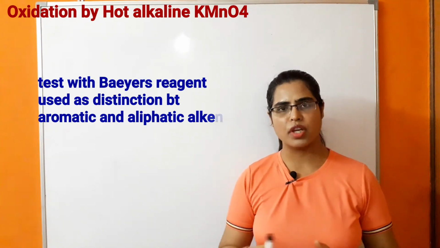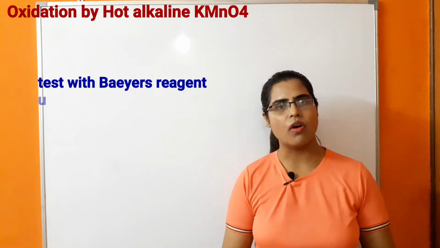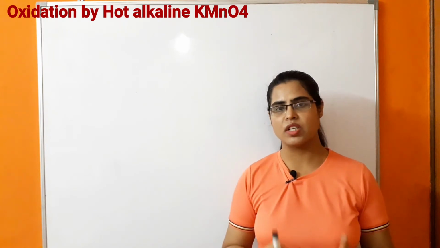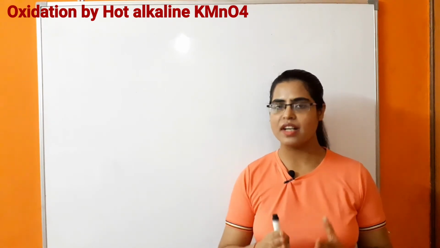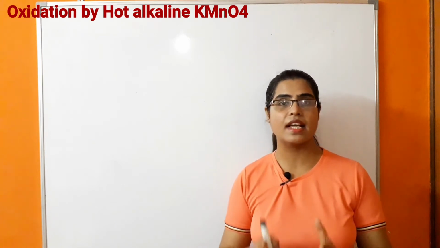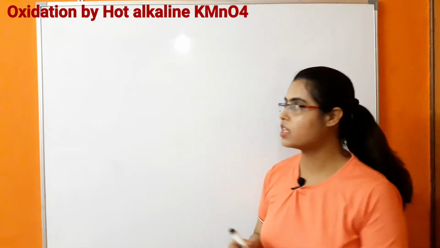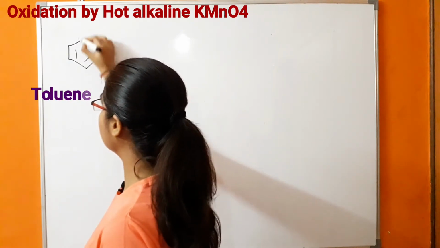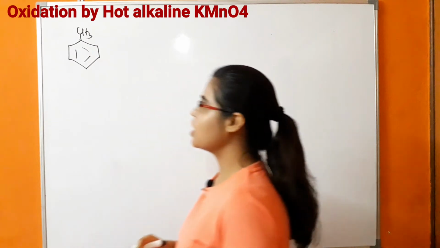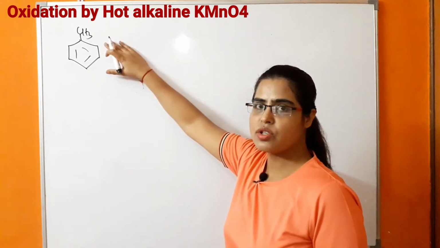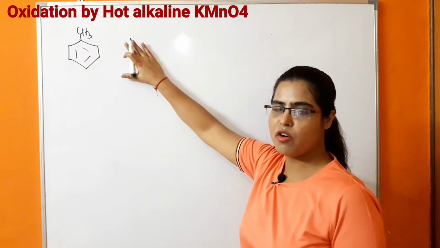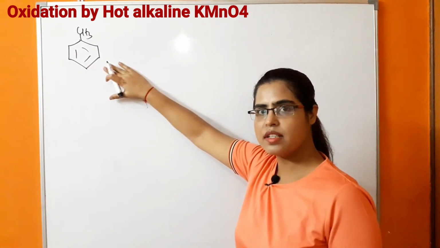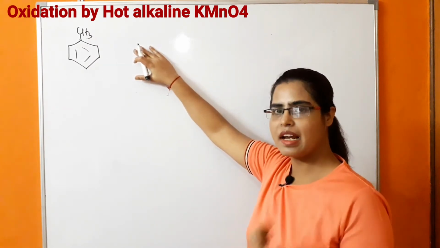But higher homologs of benzene give a reaction with hot alkaline KMnO4, whereas benzene will not give a reaction with hot alkaline KMnO4. So let's see how the reaction takes place when we take hot alkaline KMnO4. If higher homologs are taken, what is happening in this case? The side branch of this higher homolog of benzene, that is toluene, will be oxidized to carboxylic acid in the presence of hot alkaline KMnO4.